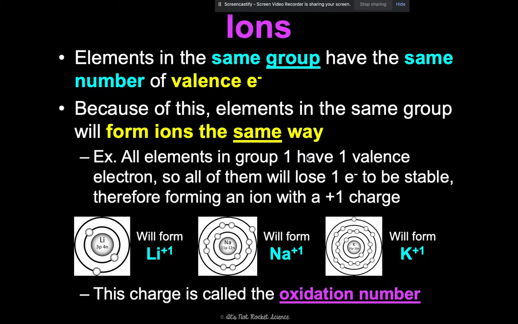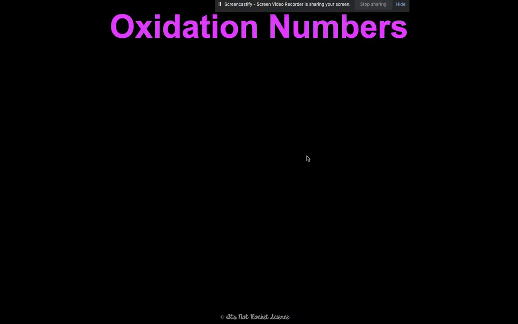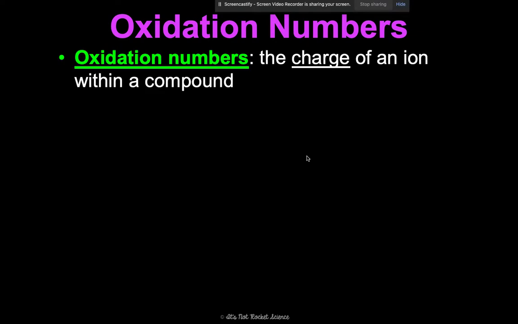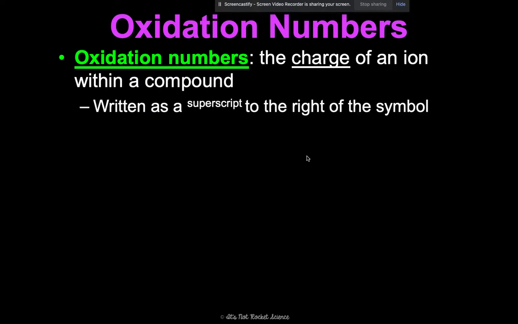This charge is actually called its oxidation number. Oxidation numbers are the last thing we'll talk about with this particular section. Oxidation numbers are the charge of an ion within a compound, so that's the anion or the cation. It's written as a superscript to the right of the symbol. That is very, very, very important to remember.